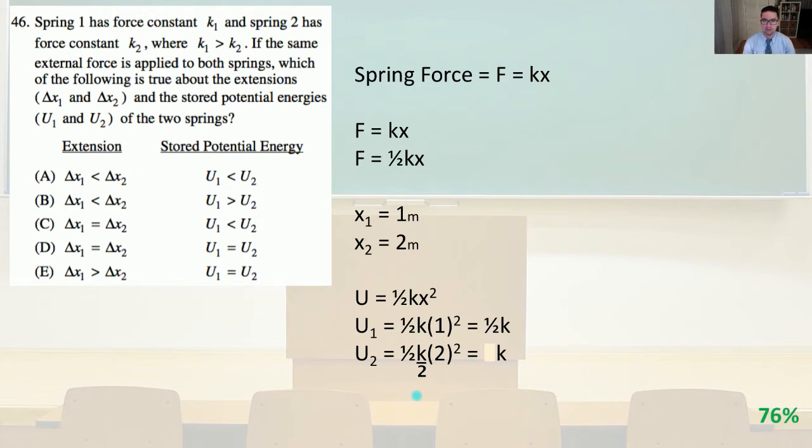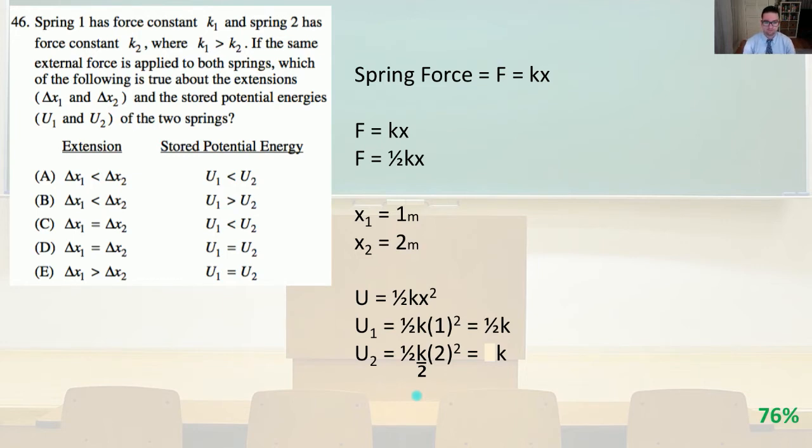So we know that the spring force F equals Kx, and so F1 is going to equal Kx, and because K2 is less than K1, we can just say that F2 equals 1/2 of Kx. So we're just using the simplest possible numbers here. So x1 is going to equal 1 meter, x2 equals 2 meters.